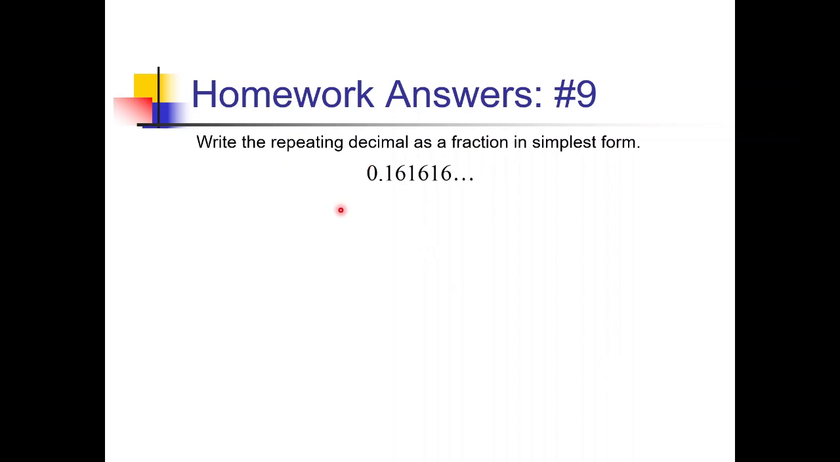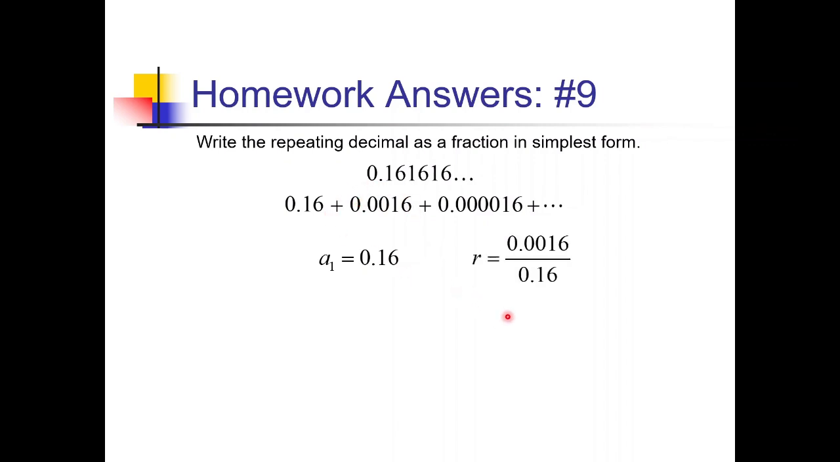To write this repeating decimal as a fraction, let me first turn this into an infinite geometric series. So I can write 0.16 plus 0.0016 plus 0.000016. There we go. Whatever I need to get that repeating decimal going on. So I've got an a1 value of 0.16. For the r value, I can do 0.0016 divided by 0.16. And what does this reduce to?